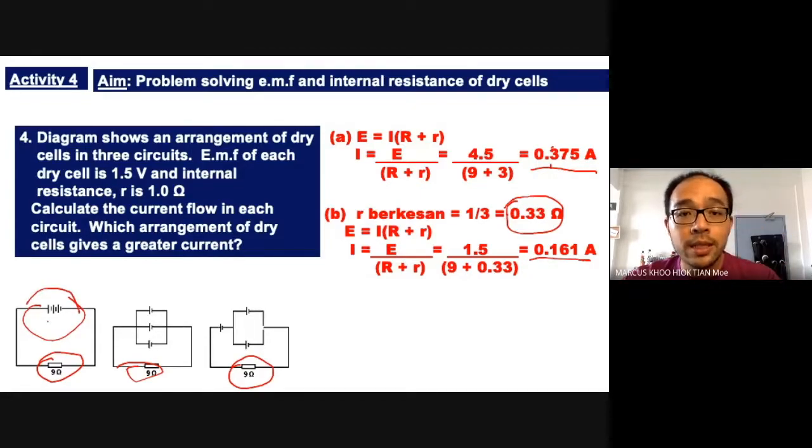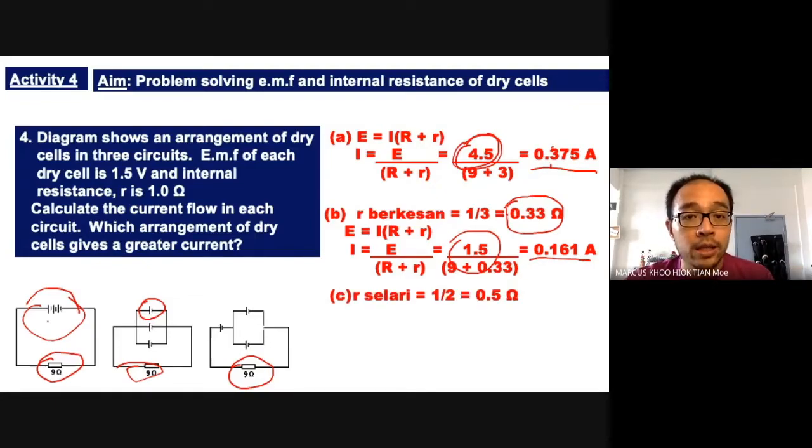So this is the dangerous thing. Look at the EMF value. In situation A, the EMF is 4.5: this battery plus this battery plus this battery. But in this situation, the EMF is only 1.5 because only one battery is providing it. Now, the third situation is a combined situation.